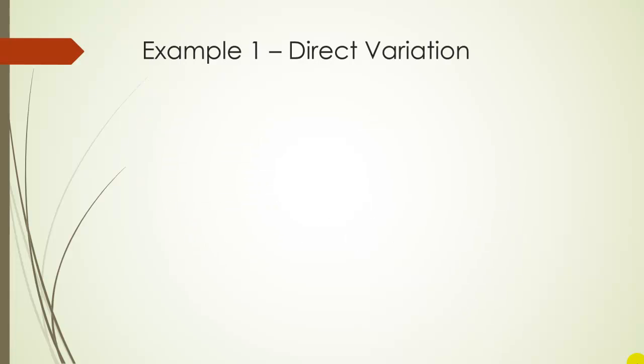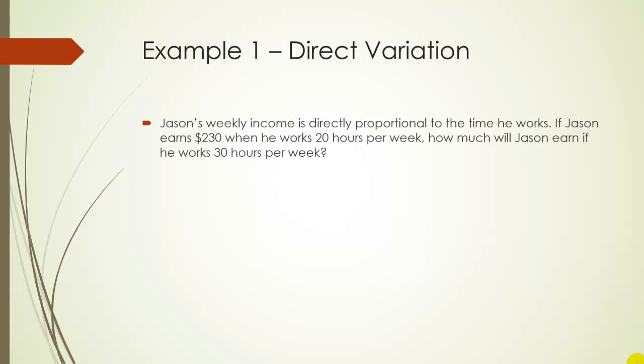So for example 1, let's look at direct variation. We see Jason's weekly income is directly proportional to the time he works. If Jason earns $230 a week when he works 20 hours that week, how much will Jason earn if he works 30 hours per week? So let's break this down into the 3 parts, because as I said, there's 3 parts, and each part of this problem corresponds to a different part that we're going to use to solve the problem.